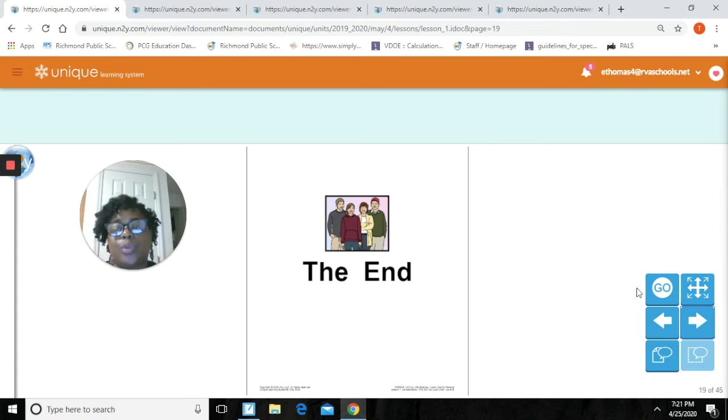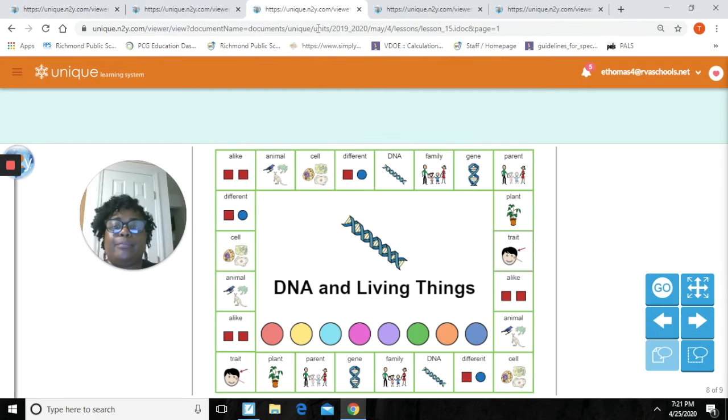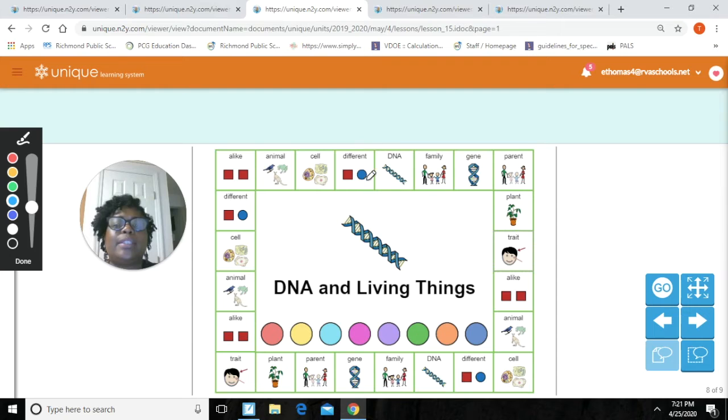So now we're going to answer some questions about our story. But before we go further, I'm going to ask you this special question. What do Carrie and Jeff get from their parents? I want you to look at these two pictures right here, DNA and different. Which one of these things do they get from their parents? Do they get the DNA from their parents or different? Did you say DNA? Yes, they get their DNA from their parents. Okay? Different didn't make sense, did it?